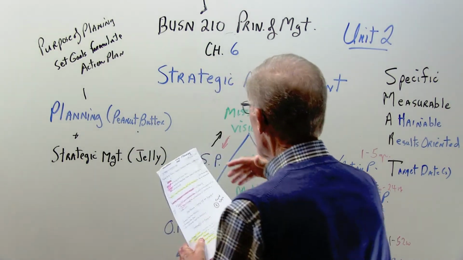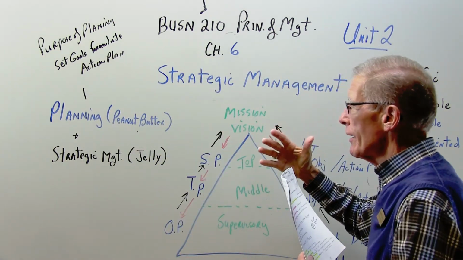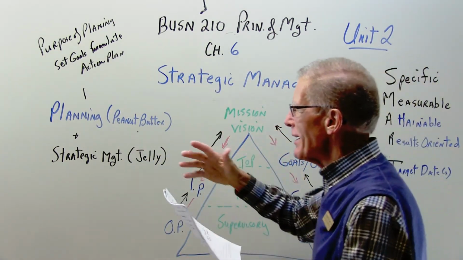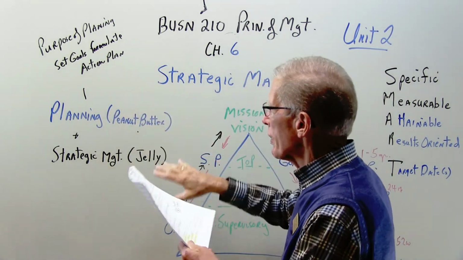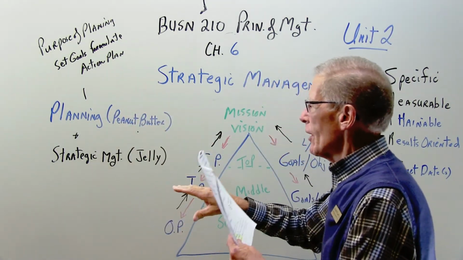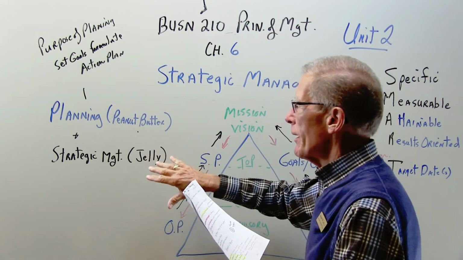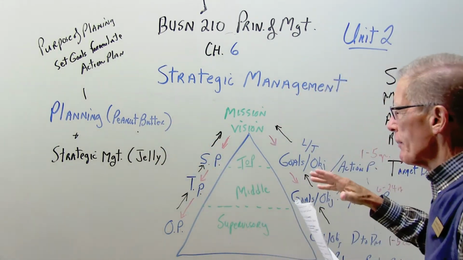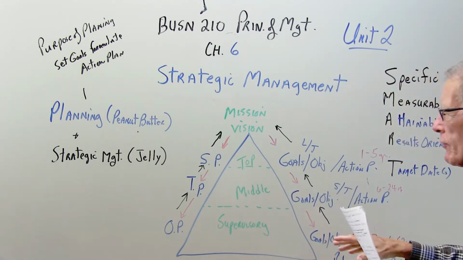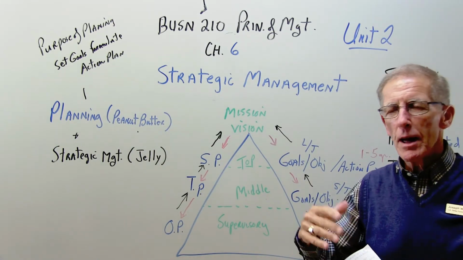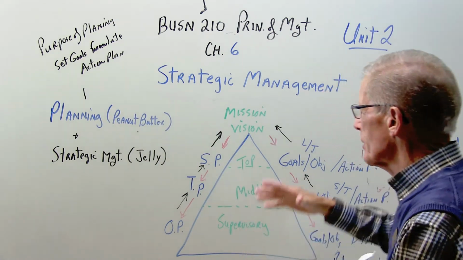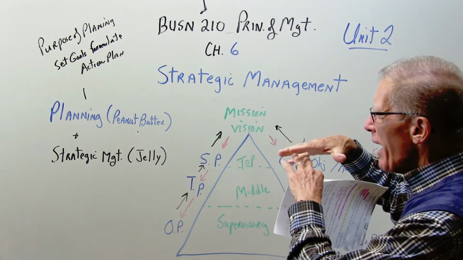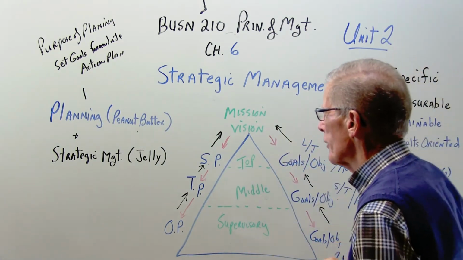And then we said that planning goes with strategic management, kind of like peanut butter goes with jelly. We looked at strategic management, which involves managers at all levels of the organization in the formulation and implementation of strategies and strategic goals. So we talked about how important those things are together.